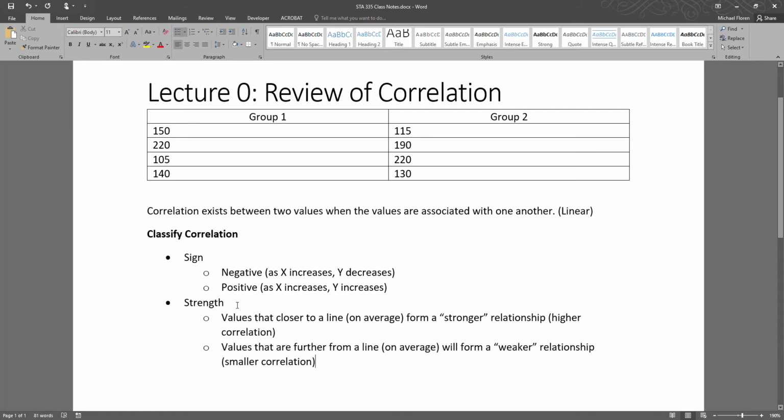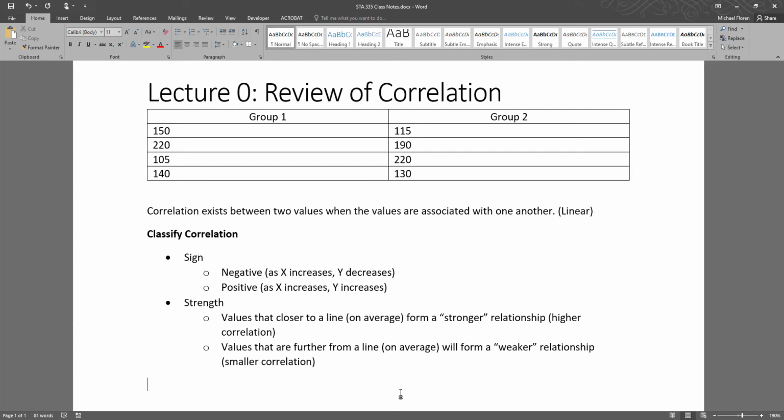Note that when I'm saying bigger and smaller correlation here, this is the absolute value of the correlation. That's because we can have strong negative relationships and strong positive relationships. We can also have weak or small negative relationships and small positive relationships. So when we talk about strength, this means the size of the number, not whether it's positive or negative. And when we talk about sign, we're looking at the positive and negative aspect, not whether or not the number is big.